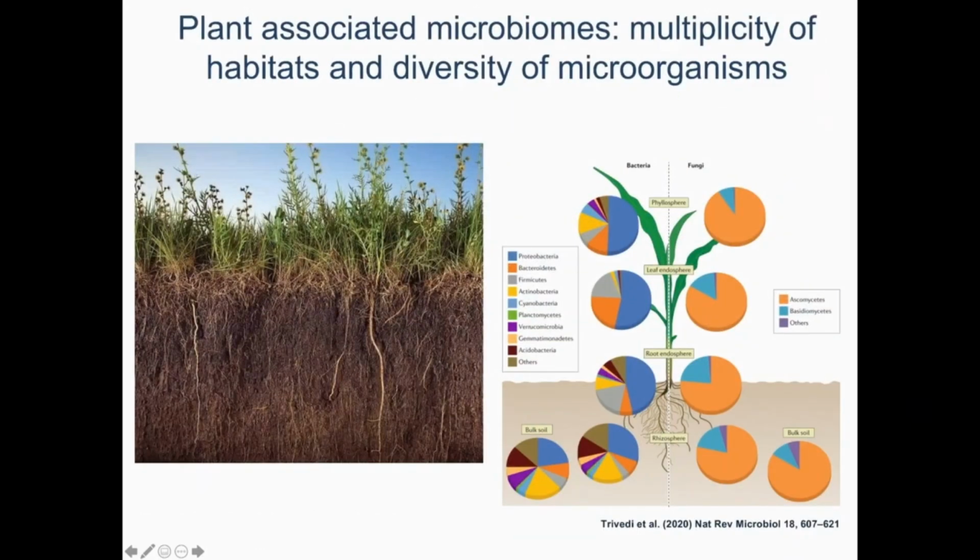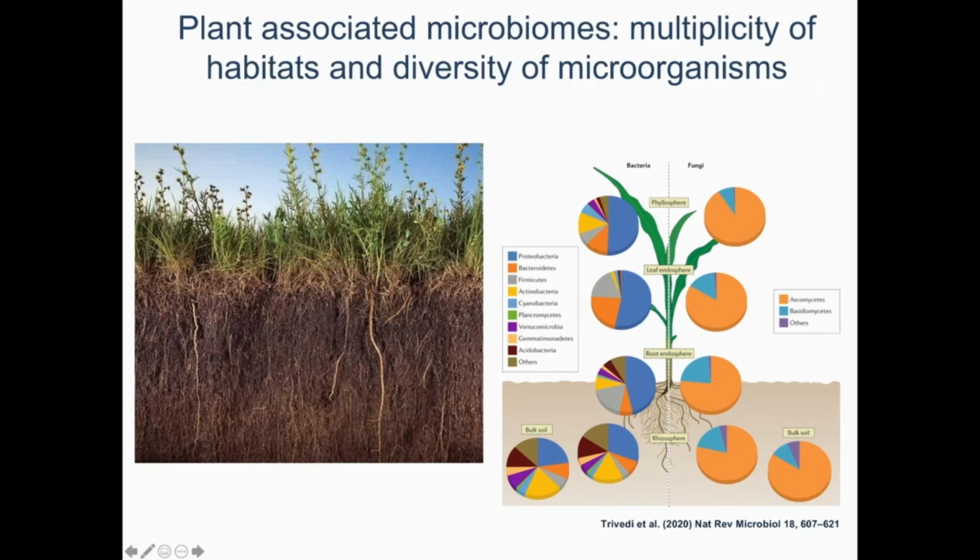So plants have diverse microbiome associated with their tissue, whether they are below ground or above ground. And this tissue represents the phyllosphere, or the surface of the plant, the leaf endosphere, which is the intracellular compartment of the above ground tissues, the rhizosphere, or the zone around the roots, and the root endosphere, which are the tissues within the root.